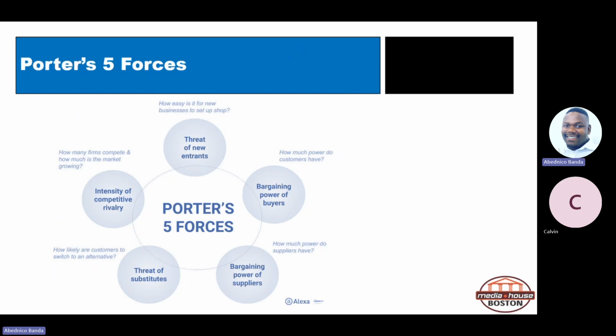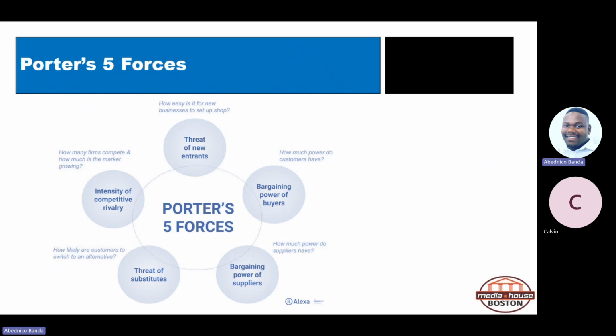So these are the five Porter's forces that I discussed previously. And there are questions that you need to ask yourself as a brand. For example, threats of new entrants: how easy is it for a business to set up shop? Then the bargaining power of buyers: how much power do customers have? Because yes, customers do have power.